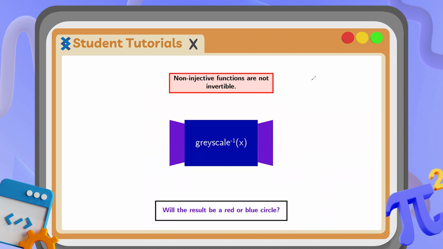Because as we have seen a while ago, this inverse grayscale function maps to more than one value, which means it's not a function. Therefore, non-injective functions are not invertible.